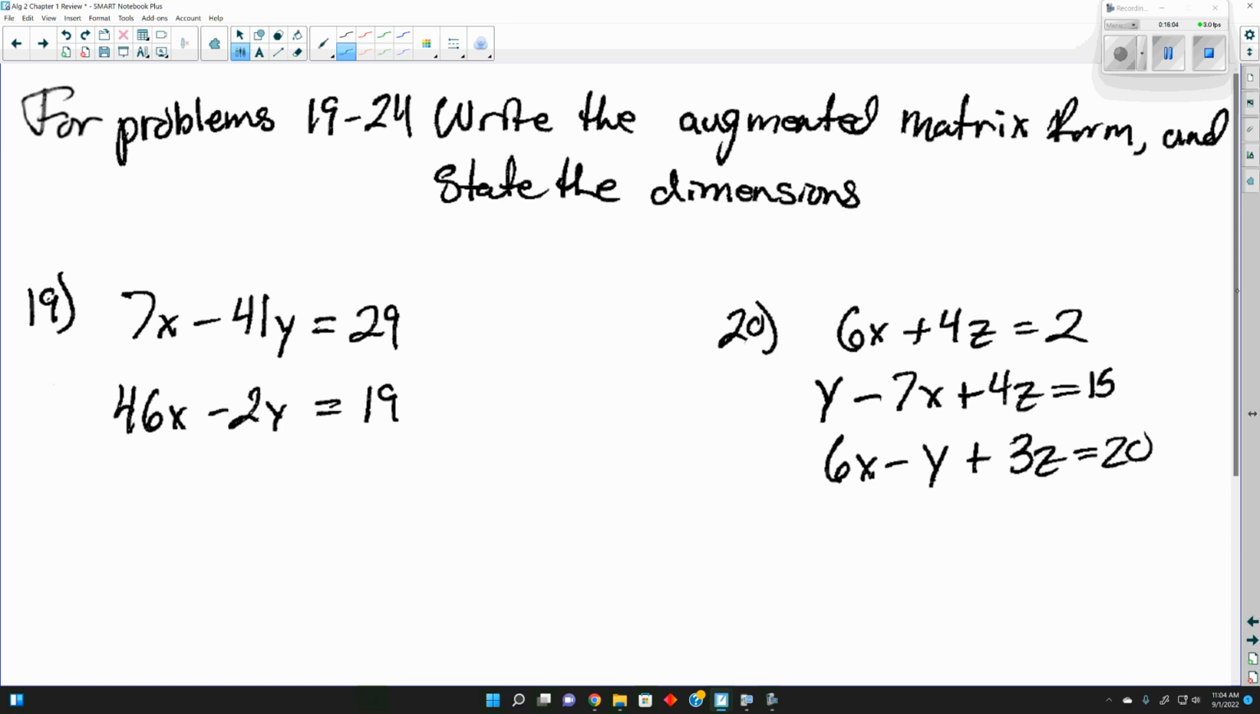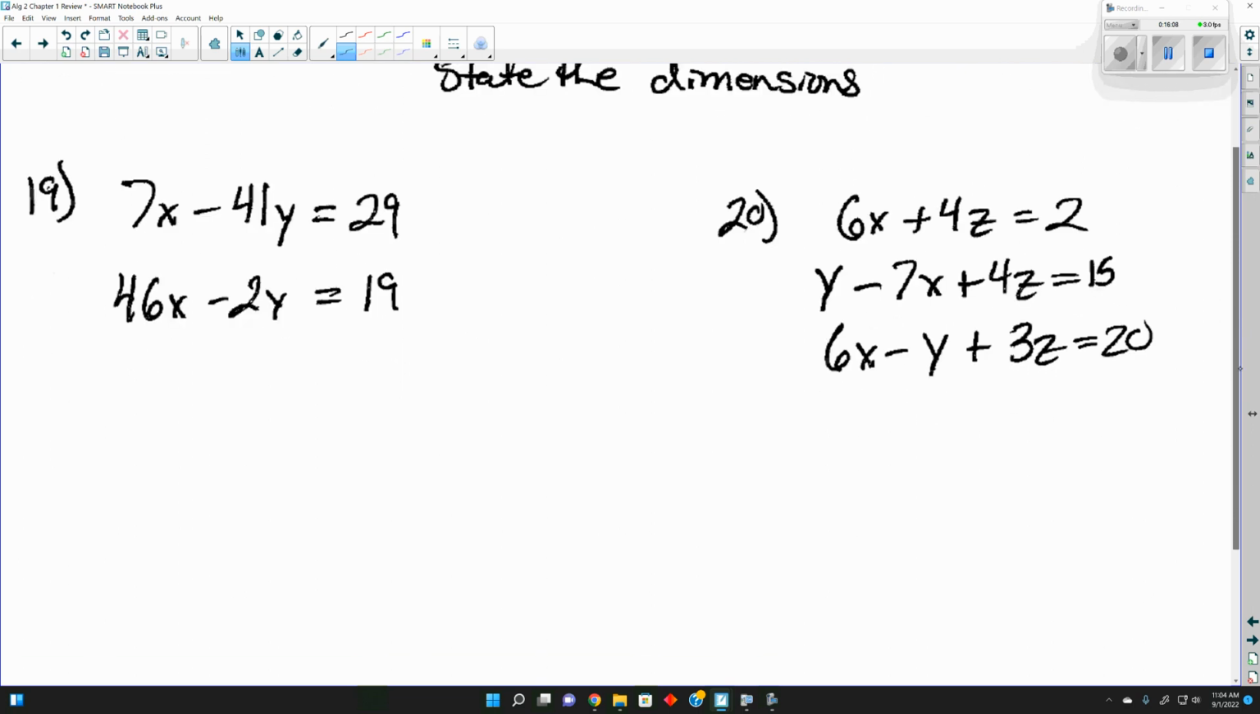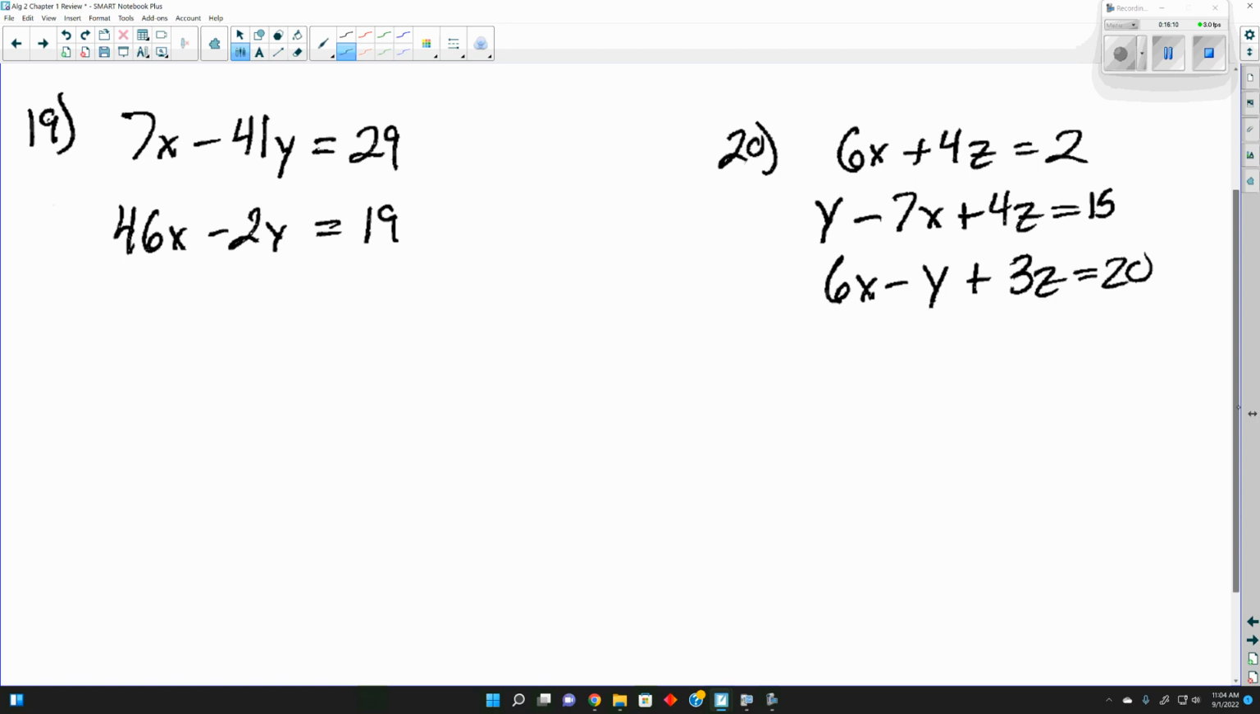Now for 20, we want to write the augmented matrix form of this and state the dimension. So there are two parts to this. The first thing we want to make sure is that each one of these equations is in the form of x, y, z. X first, y second, z third. Now if we look at the middle equation, is it written in this form? Well, no, the x and y are flipped. But all the variables are on the correct side, and the numbers are on the correct side. We just need to flip those two.